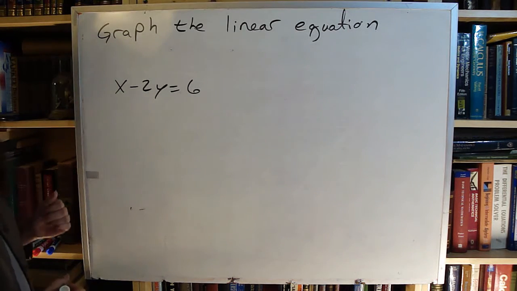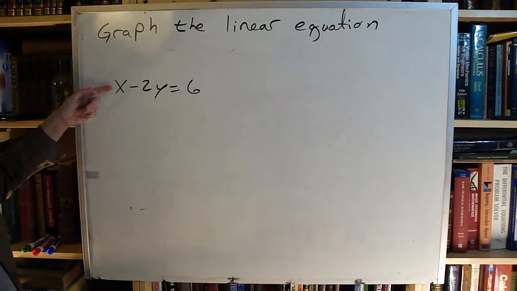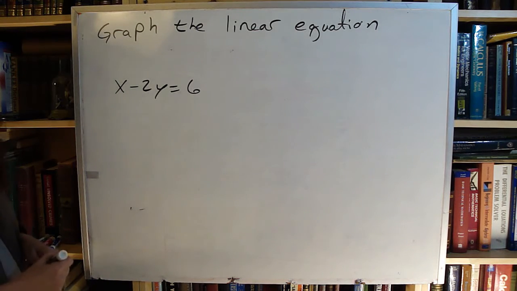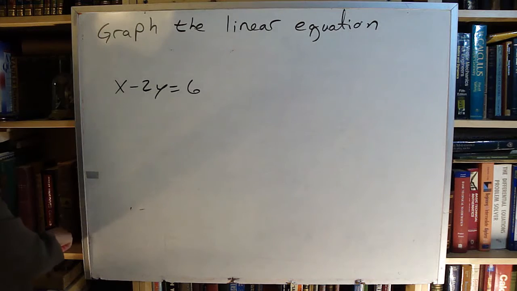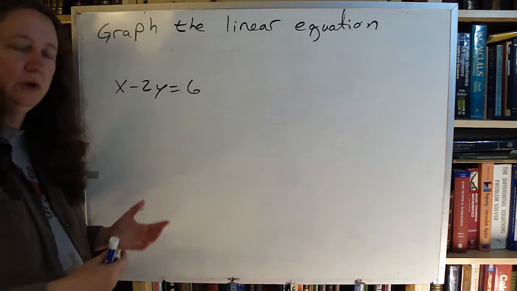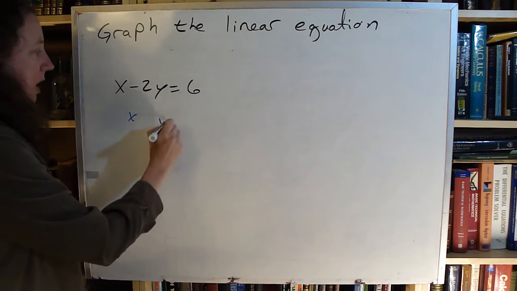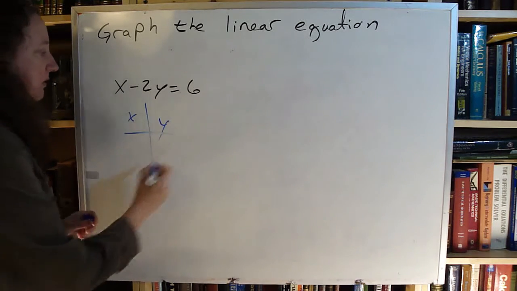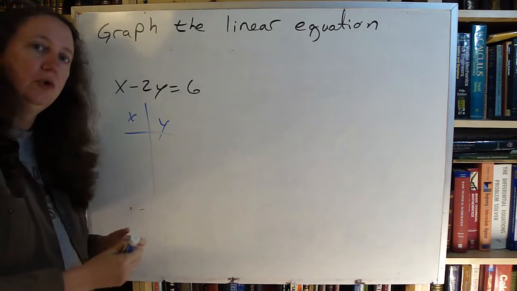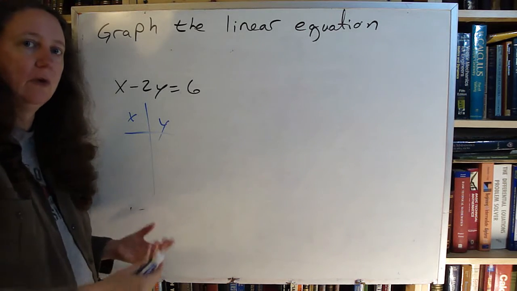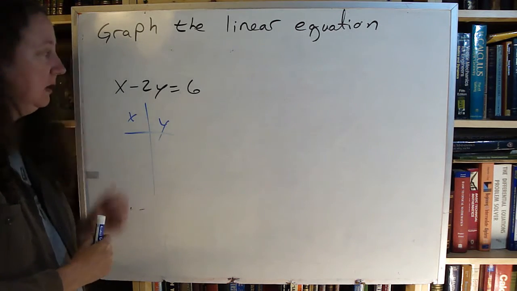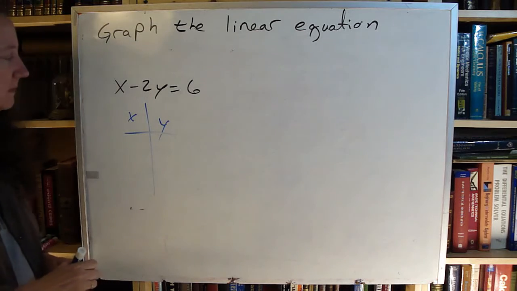Graph the linear equation x minus 2y equals 6. So sometimes with these equations, when you're trying to build your table of values, you have your x's and your y's. Sometimes it's going to be easier to choose values for one letter rather than the other letter. This is one of those cases.